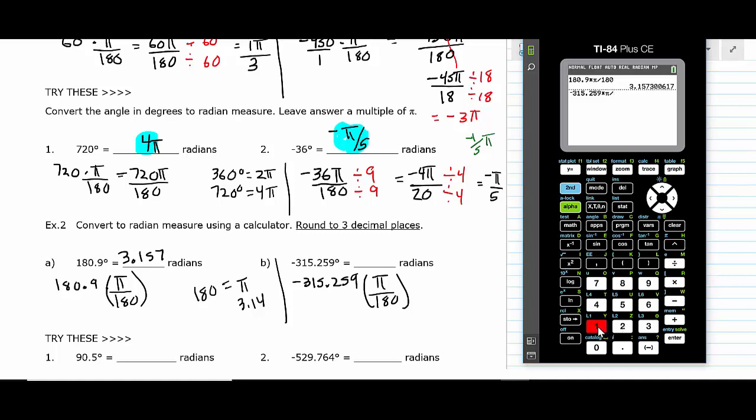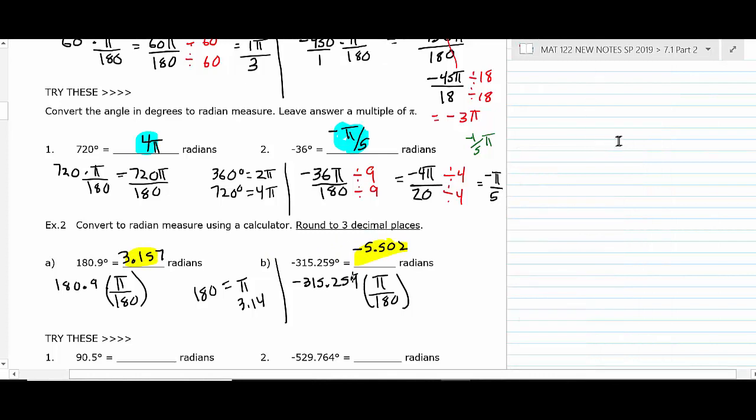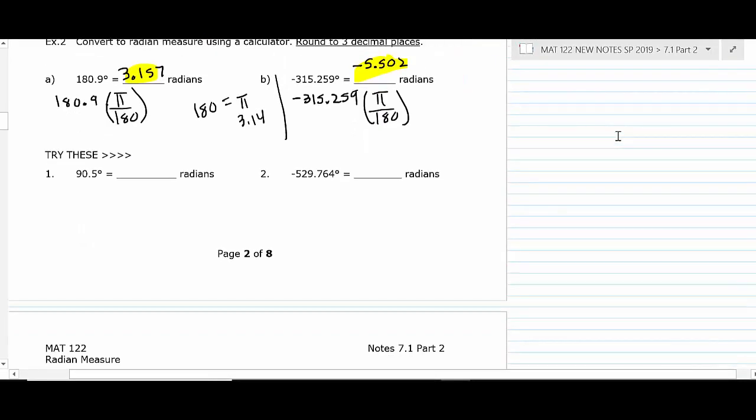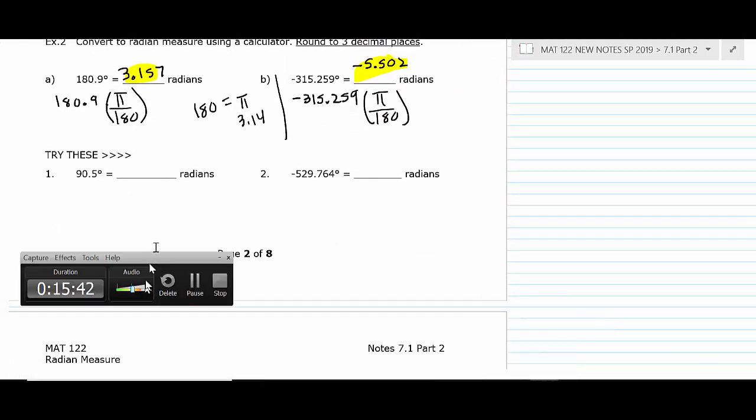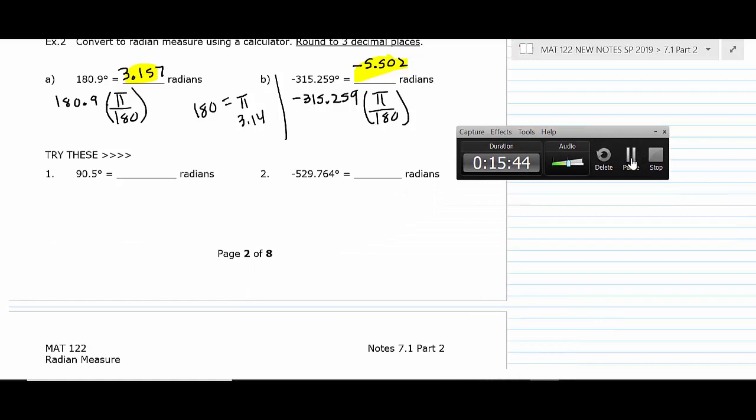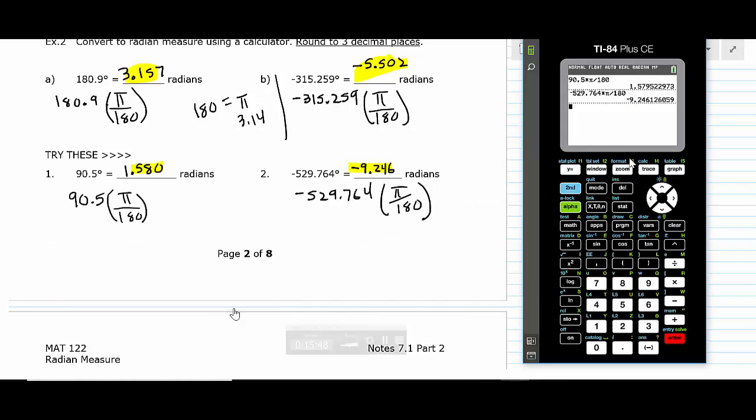There we go. All right, and we just round this off to 3 decimals. So this is negative 5.502 radians is what you would have. Okay, any problem? Fantastic. Okay, let's go ahead and let you pause these two and go ahead and work these out. You'll need your calculator to do this, and unpause it or resume whenever you are ready to check your answers.